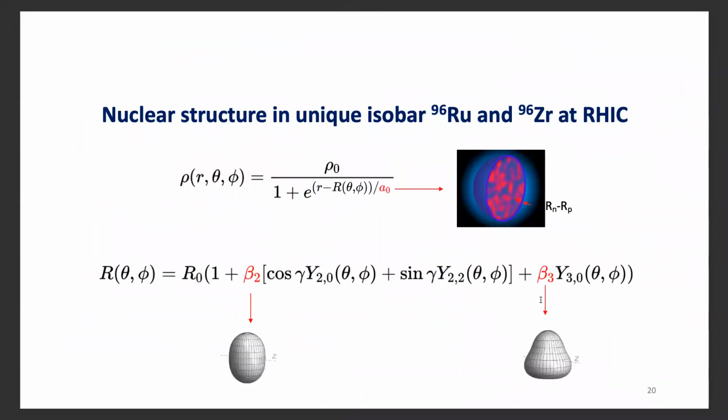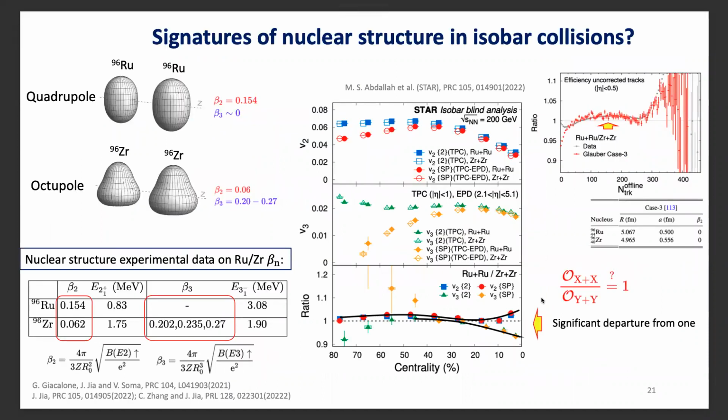And in the next slides, I will show the nuclear structure in the isobar collisions. Since these two isobar collisions have the same mass number but different proton numbers, they are usually used to study the chiral magnetic effect. And finally, there's a famous plot in this paper. The ratio is not equal to 1, so we are trying to find the reason for this.